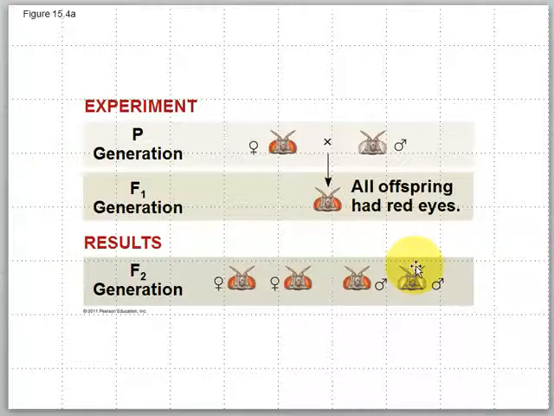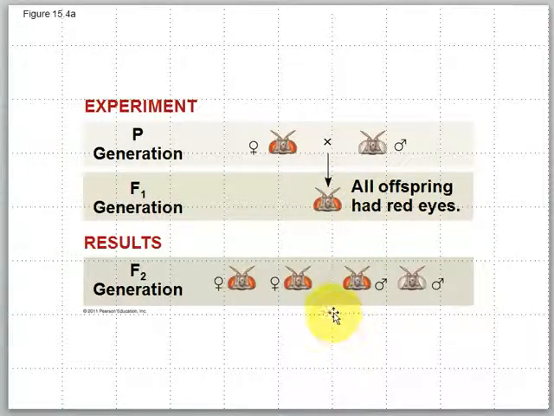Again, your book does a great job showing illustrations, so it's always good to look at an illustration. So this is kind of a drawing of what he did. So we had a red-eyed female and a white-eyed male. All of the offspring in the F1 generation had red eyes, which is what he expected. He expected this to be the dominant. So it didn't matter if they were male or female here. They all had red eyes.